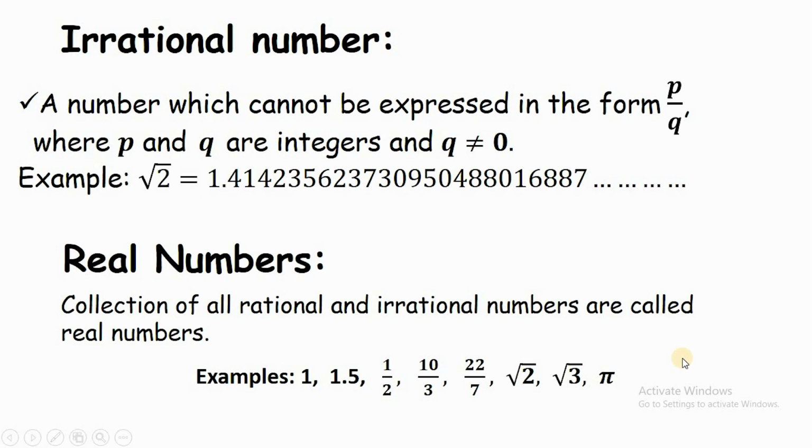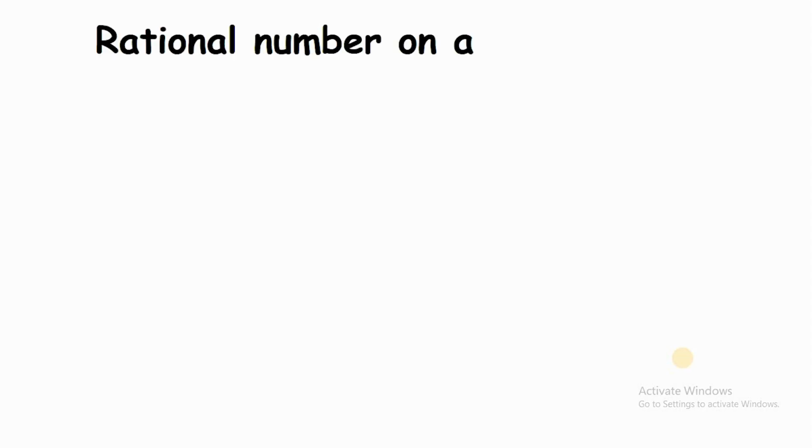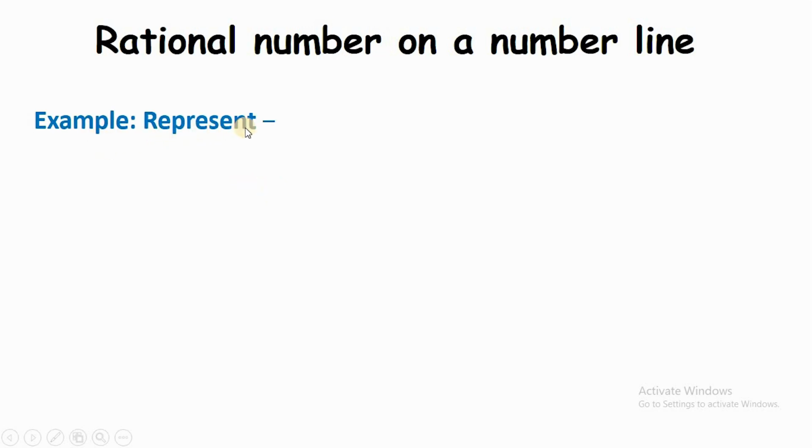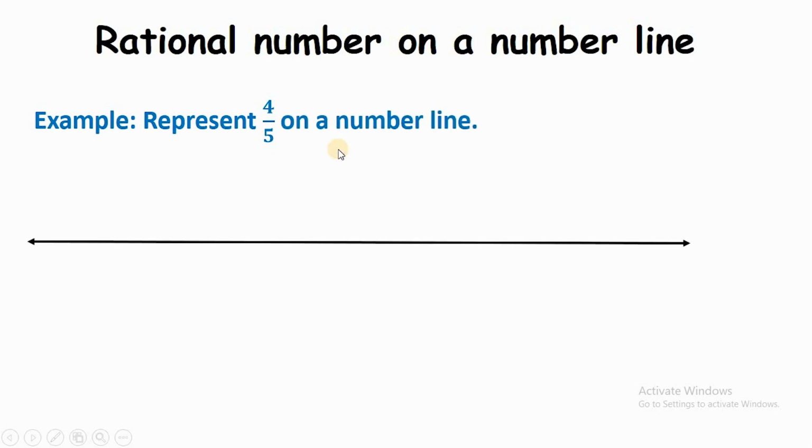Now in the next part we'll discuss how to show the real numbers on the number line. Real numbers are broadly classified as rational numbers and irrational numbers. So first we'll discuss the rational numbers on the number line. We have learnt how to represent a rational number on a number line and how to find a rational number between two given rational numbers in class 8. So to recall, I'll do one example here. The question says: represent 4 by 5 on a number line.